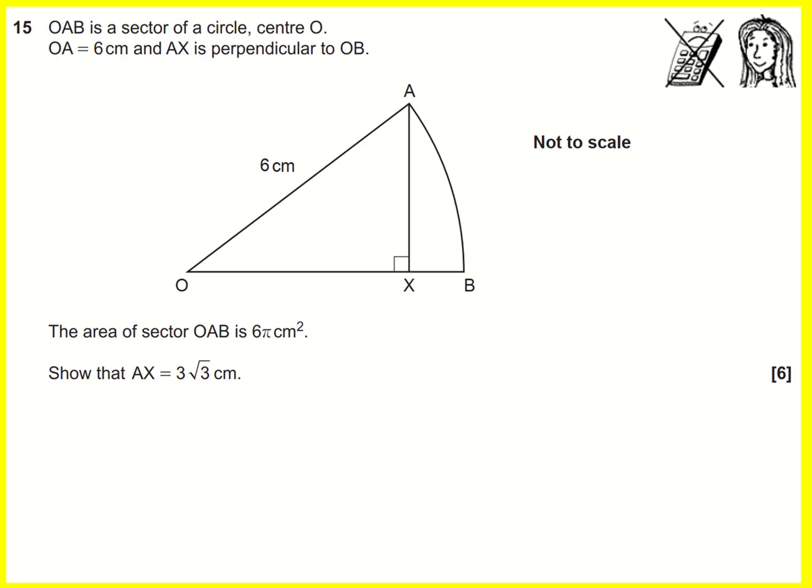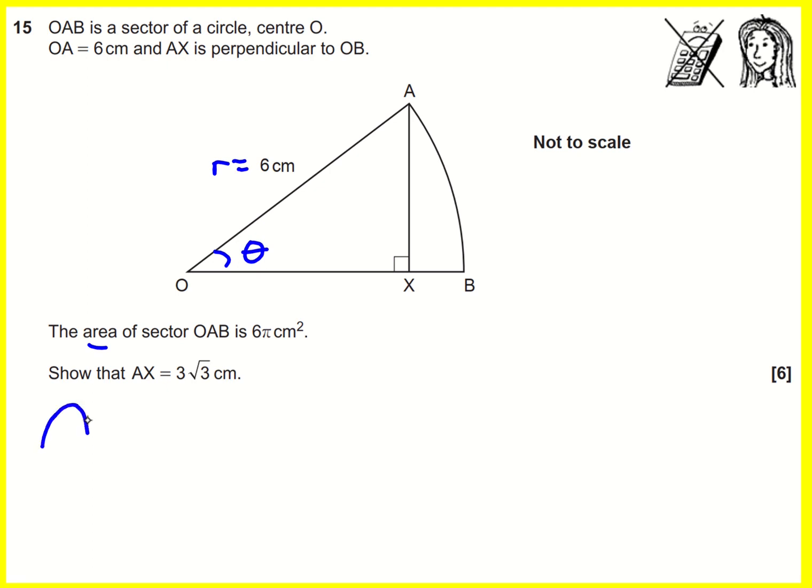This is quite a challenging question on sectors of a circle. We're given the radius of the sector. I'm just going to label that as R. And then we're given the area, but we're not given the angle. Now I'm going to call the angle theta. And I think the first thing to worry about is finding that angle.